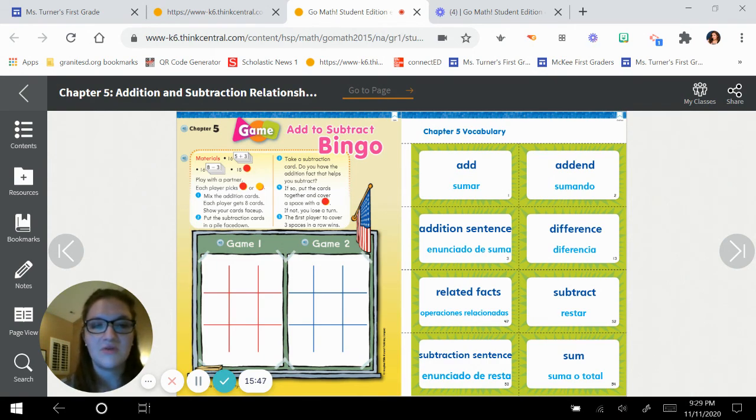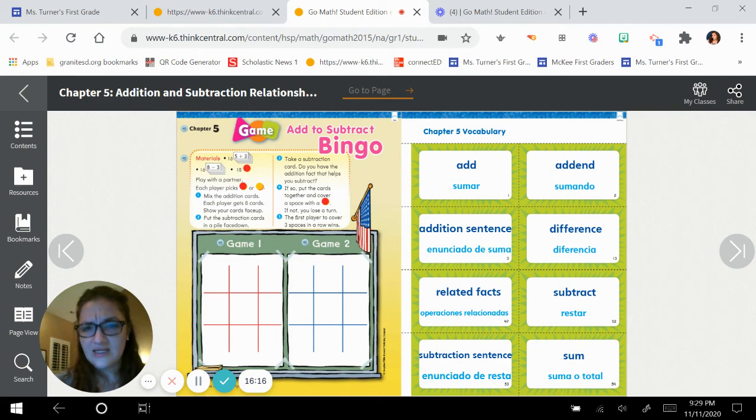And you decide who has which color, or you can mark paper with X's or O's. You could have different colors of paper. If you're using pennies, some people could use heads, some people could use tails. Okay, so you decide how you're going to show whose is what, and then you're going to follow the directions here to play along.